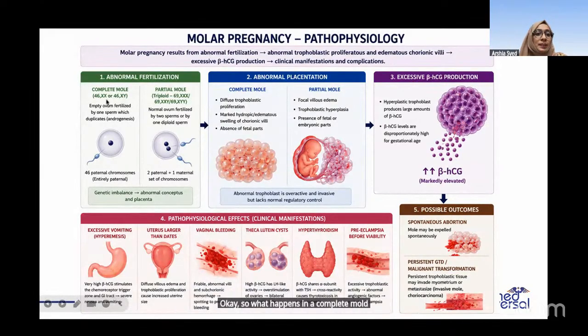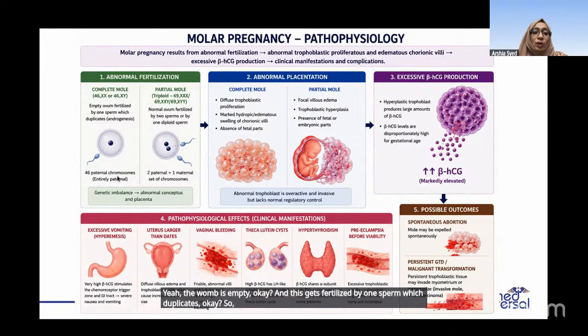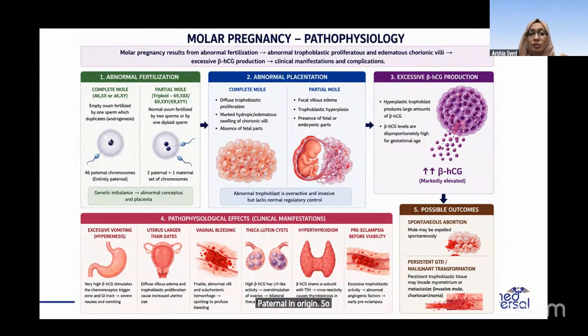So what happens in a complete mole? Here, the karyotyping is 46XX or XY, a diploid number of chromosomes. The ovum is empty, and this gets fertilized by one sperm which duplicates. So this sort of mole is completely paternal in origin. There's no maternal chromosome. In the absence of maternal chromosome, just the paternal chromosome duplicates, and that leads to formation of 46XX or XY.